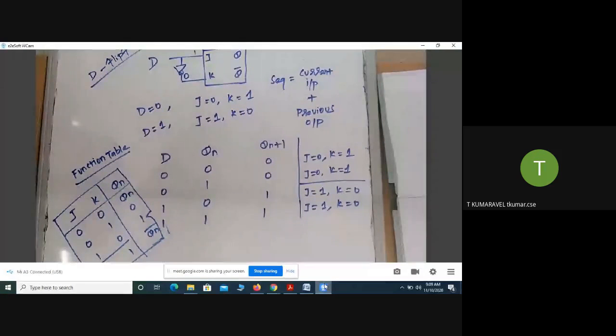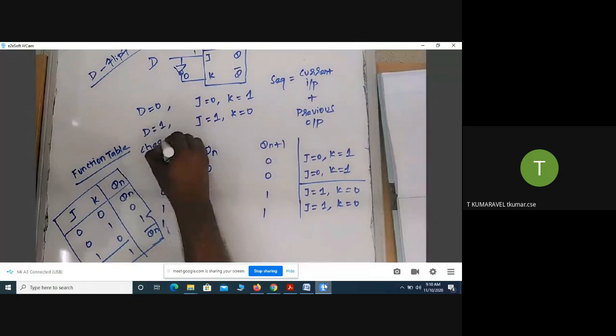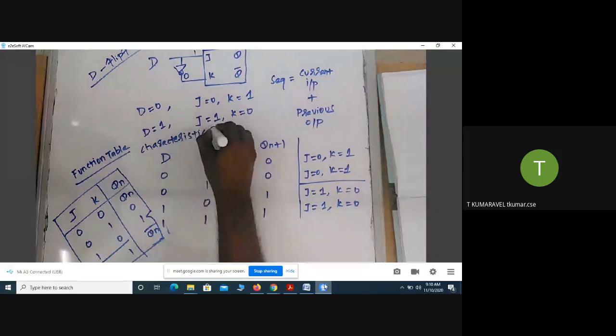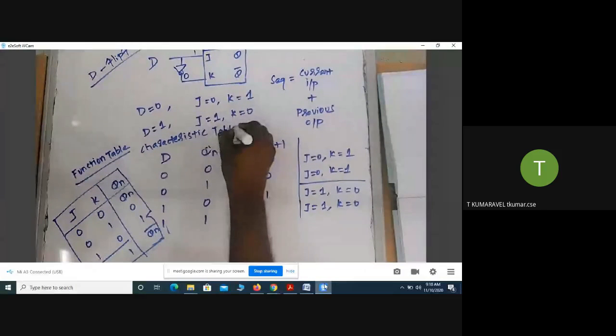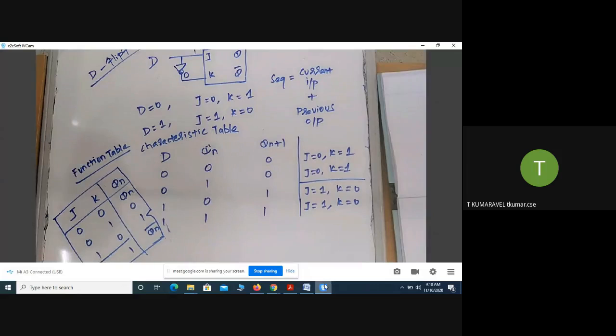Okay. This is not a truth table. This is a characteristics table for JK flip flop. This is nothing but the characteristic table. Okay, this is a characteristics table for D flip flop.